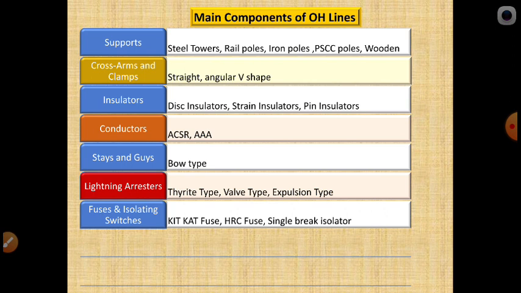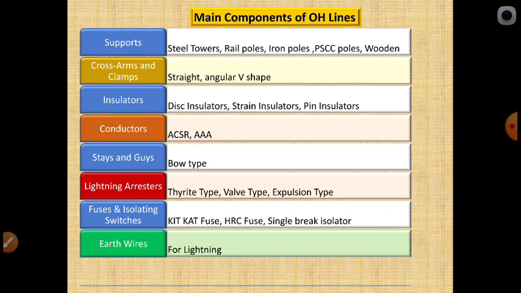Now another important one is the earth wire. What is the purpose of the earth wire? As the name itself says, it is for protection from lightning. Whatever heavy current comes is diverted to the ground. This wire is run on the top of the towers to protect the line against lightning. This is the main thing to protect our structure.